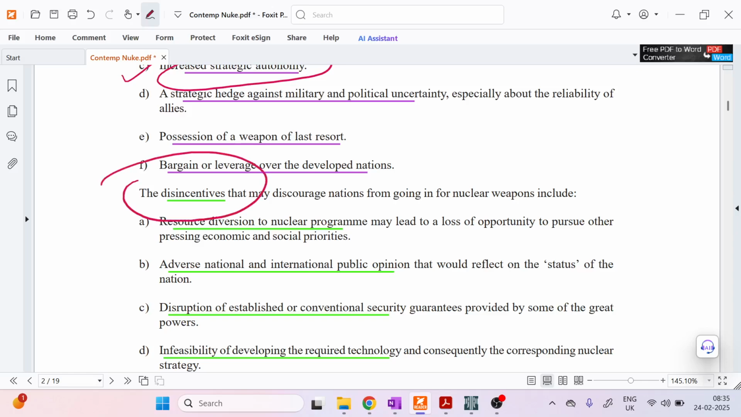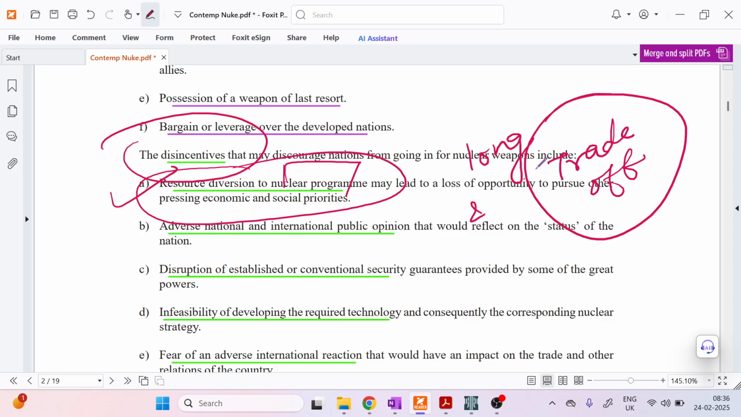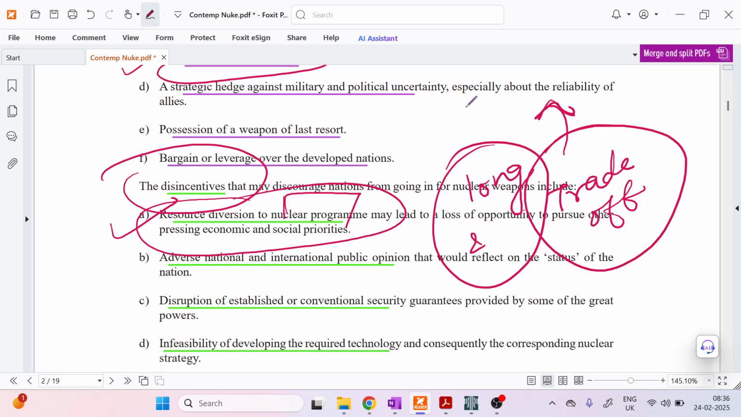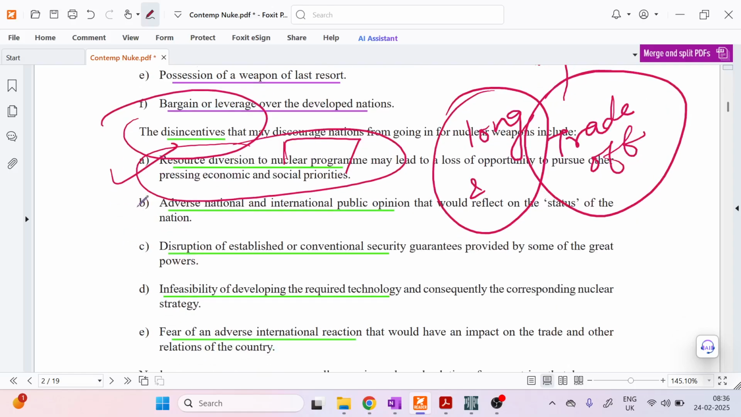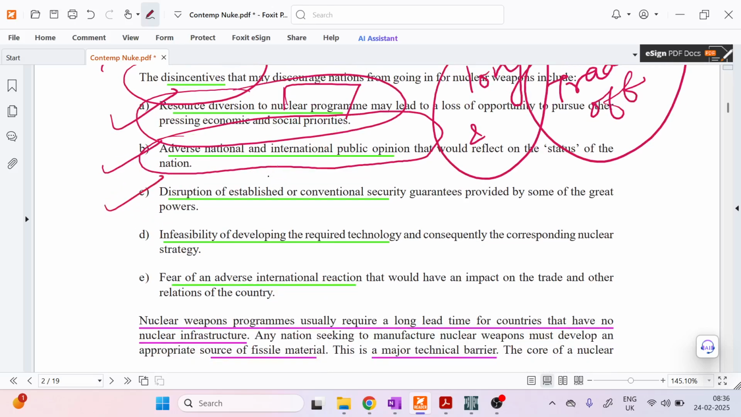Then disincentives, such as this will divert resources from development purposes to the nuclear program. Since the development of a bomb is a long gestation process and requires a huge amount of resources, this will be a risky trade-off, because by the time a nuclear bomb is developed, your country is going back 10 years, not just 10 years, many decades, into the realm of poverty. Then you are going to face adverse international and public opinion. The conventional security guarantees that were given by some of the great powers will also be disrupted, and such disincentives are there.